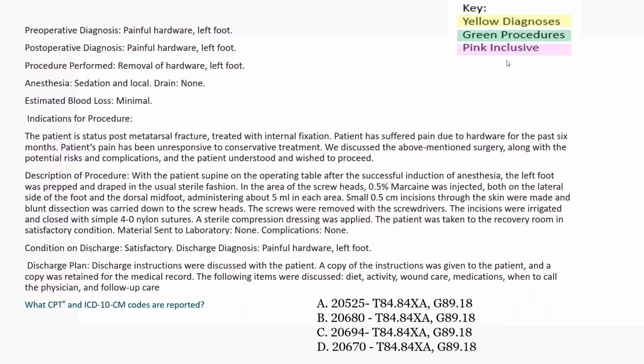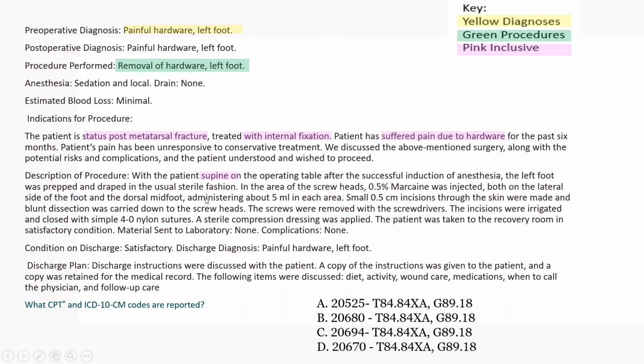Meanwhile, let's solve. First up, highlighting keywords: the preoperative and postoperative diagnosis are the same. I'm sorry, we must highlight the postoperative diagnosis here. My mistake. So it will be painful hardware of left foot. The procedure performed is a removal of hardware of left foot. The patient is status post metatarsal fracture with an internal fixation device. With the internal fixation, the patient suffered pain due to hardware.